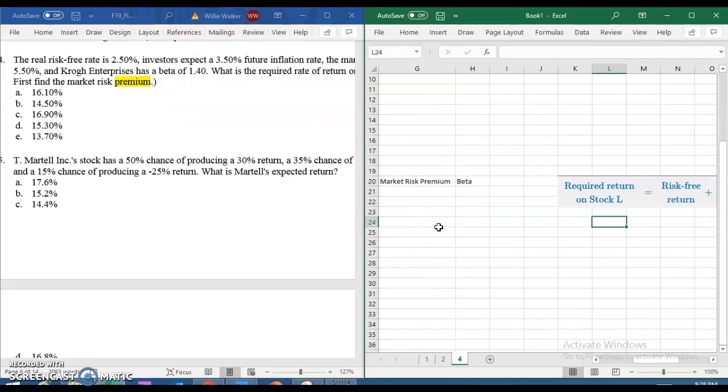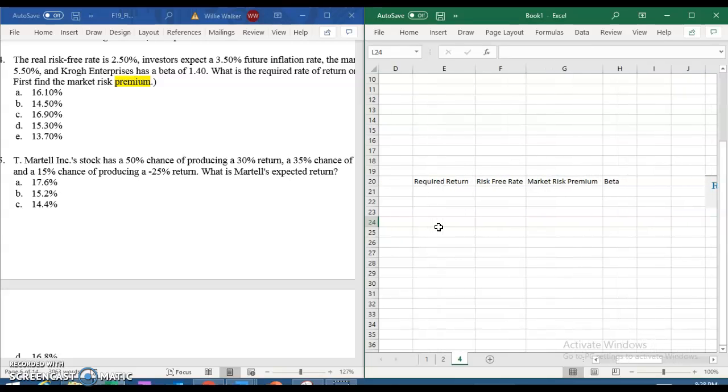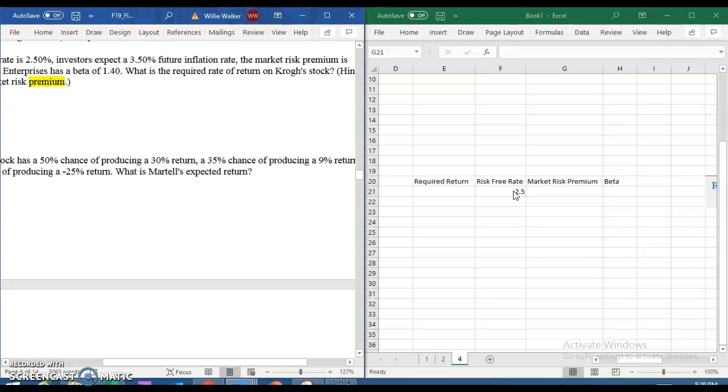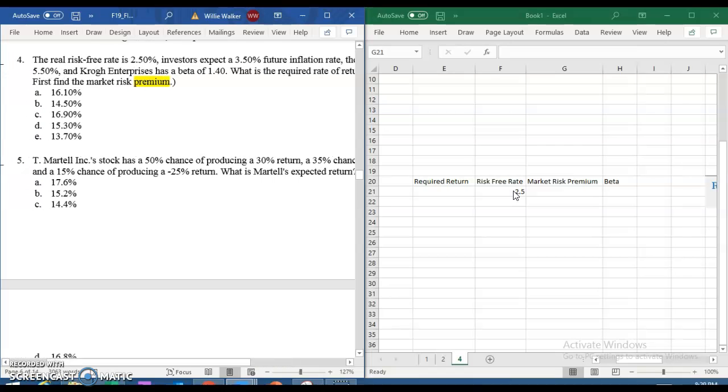So I'm going to go over here and I'm going to enter our risk-free rate, 2.5. I'm not going to make that a percentage. Our market risk premium, 5.5%. And beta, 1.4.